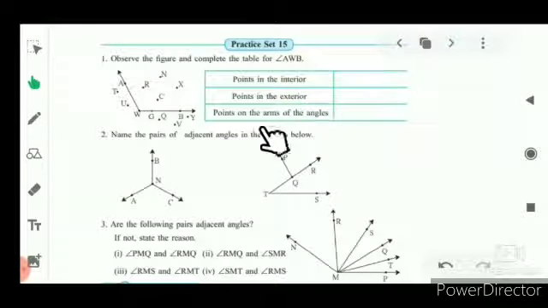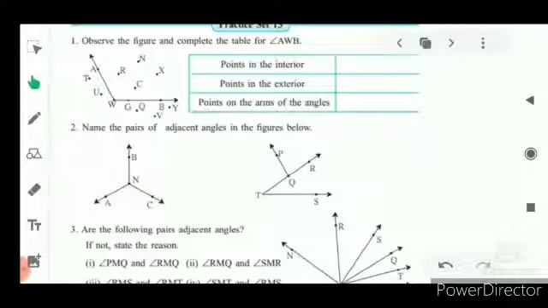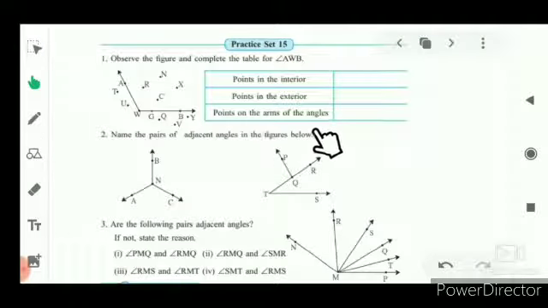Points in the exterior. Exterior points are the points which don't lie on the arms of the angle but lie outside the angle. So here point T, point U, point Q, point V and point Y are the exterior points. Points on the arms of the angle: here point A, point G and point B are the points on the arms of the angle.